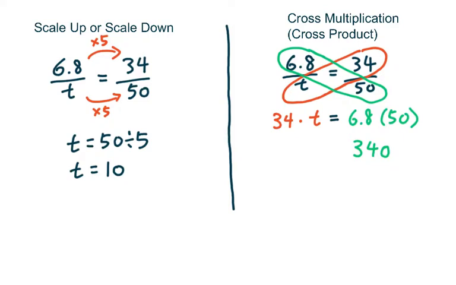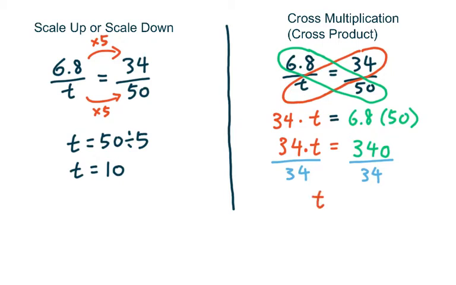And 34t, we just bring it down. So in this case, we need to solve the one-step equation. 34 times t equals 340. Since this is multiplication, we want to use the inverse operation of multiplication, which is division, by dividing 34 on both sides. We want to divide by 34 instead of 340 because we want to isolate t.